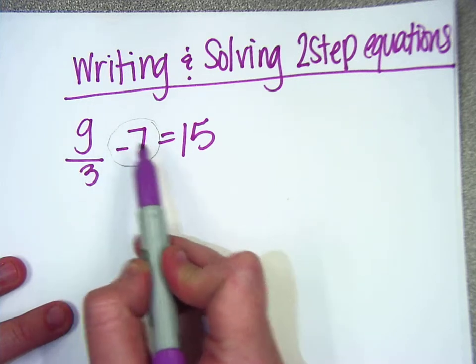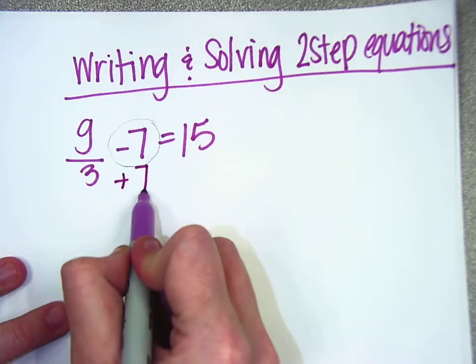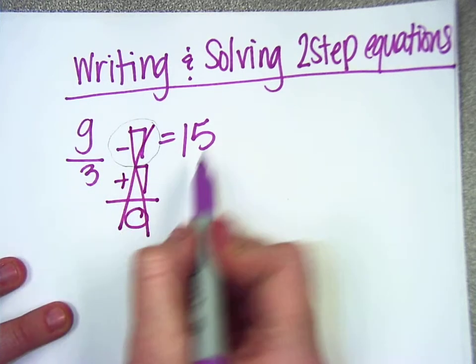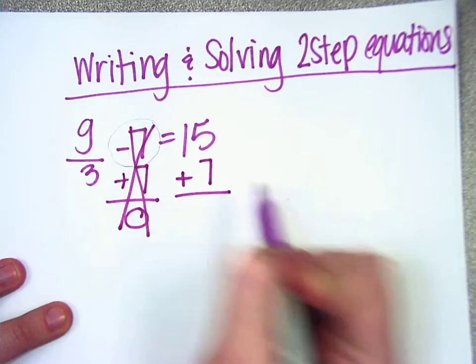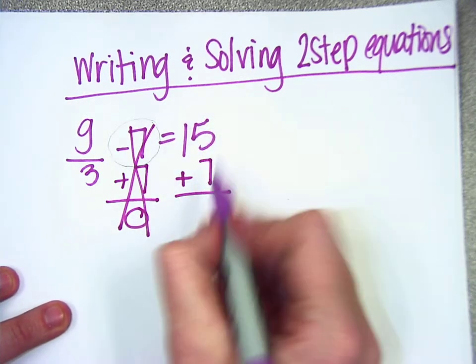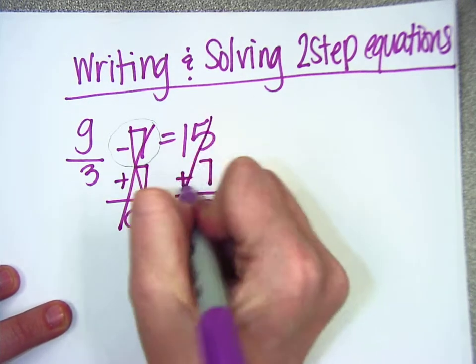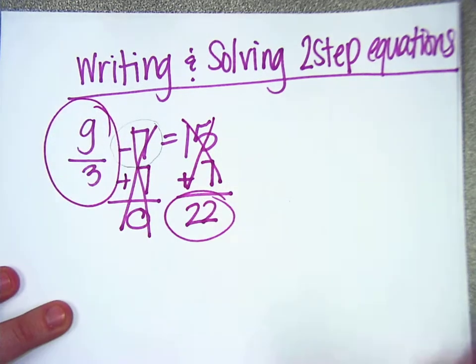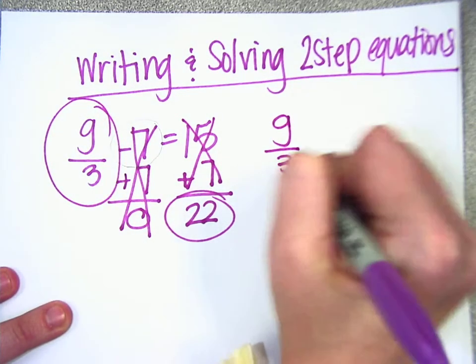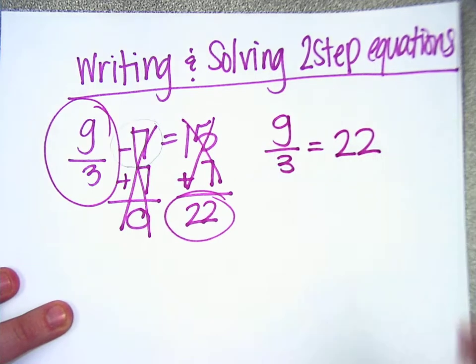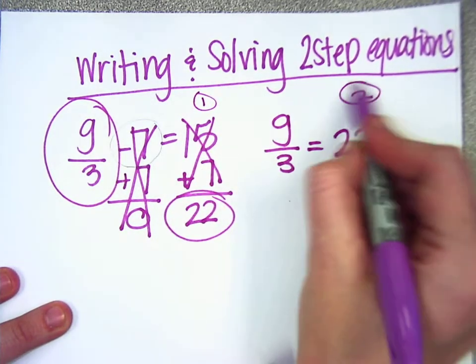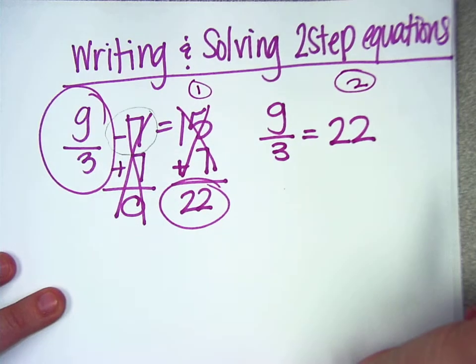So since this is negative 7, you want to add 7 over here, which equals 0. And since you added 7 over here, you've also got to add 7 over here. 15 plus 7 equals 22. And we're done with this. So now what we want to do is rewrite it with what we have left, which is g over 3 equals 22. Okay, so this was our first step. Now we're working on our second step. This is why these are called two-step equations.